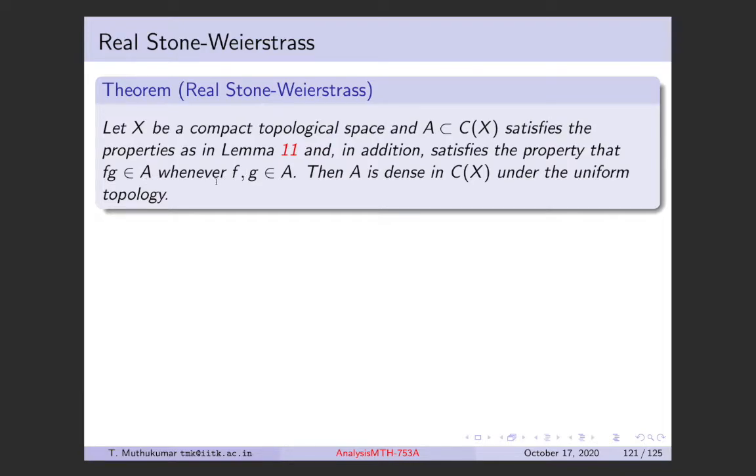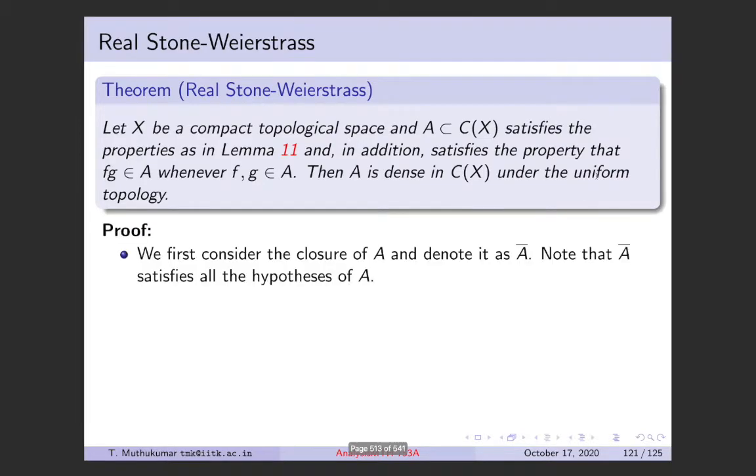This is like an algebra. So it's closed under pointwise multiplication. Then again, A is dense in the space of continuous functions under the uniform topology. What is the proof of this? So you take the given A and look at its closure. Call it A closure, right?